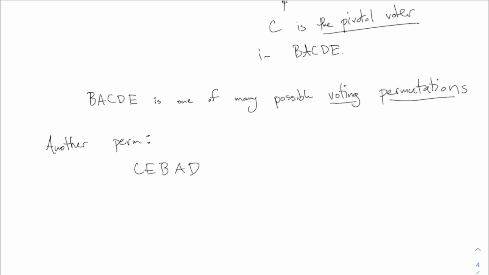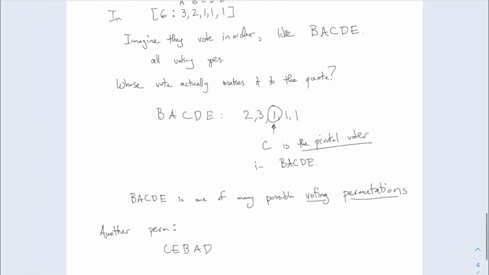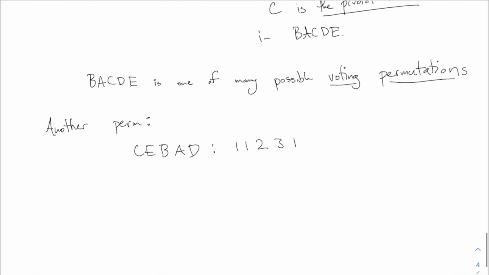C-E-B-A-D. Who is the pivotal voter here? Write out the numbers. Sorry, I've scrolled past the numbers by now. They're way up there. C-E-B-A-D, that would be 1, 1, 2, 3, 1. And in there, again, I'm going to read these numbers from left to right and add up as I go, and I want to know at what point we reach 6. Can anybody say? Which of those numbers, as you're adding them, makes it to 6?